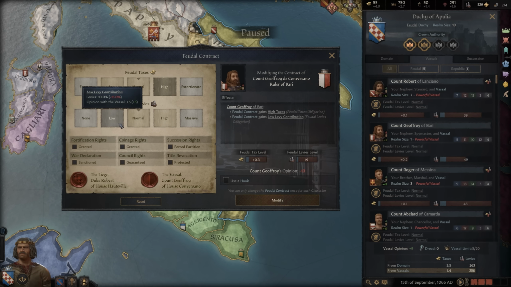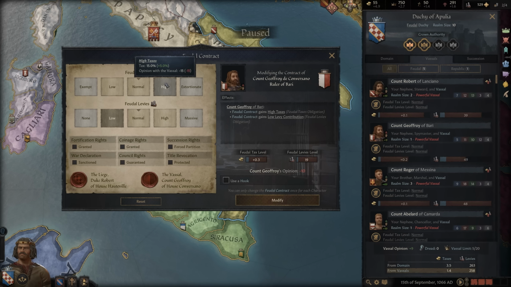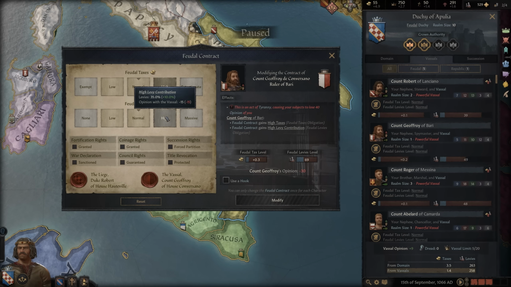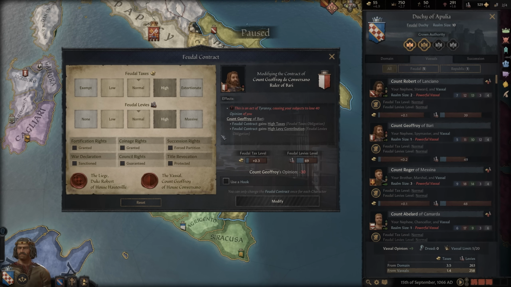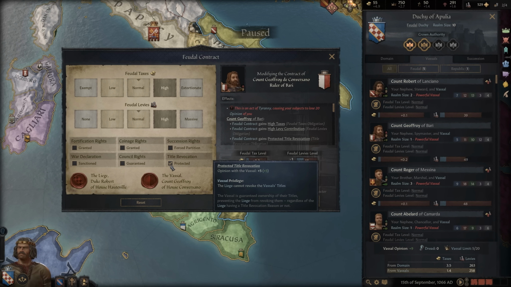Decreasing it, that's not going to cause an issue. In fact, it's going to help out with the opinion that's going to fluctuate from the increase in an obligation. But going back to this, you can offset this by, of course, using a hook. But let's say Count Joffrey, he's a good guy. He likes me a lot. I'm going to protect his title. I'm never going to take it away from him.